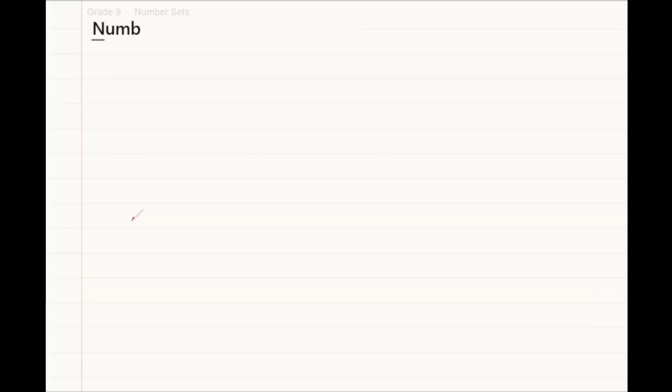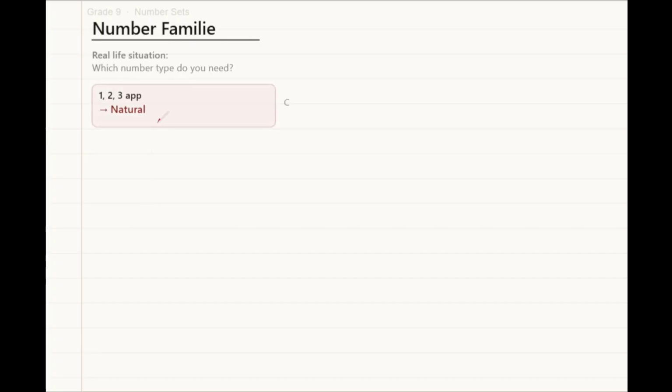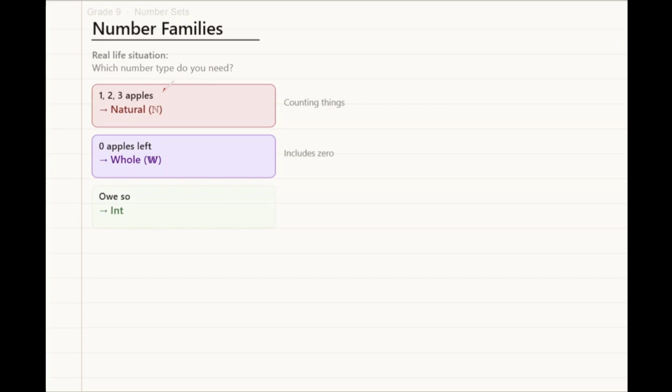Okay, now let's look at the number families. Not just the definition, but with some real life examples. Okay, here's the first one. Suppose you are counting apples, right? 1, 2, 3. So you need numbers to count apples. These form the natural numbers. The natural numbers are the positive numbers which help you to count.